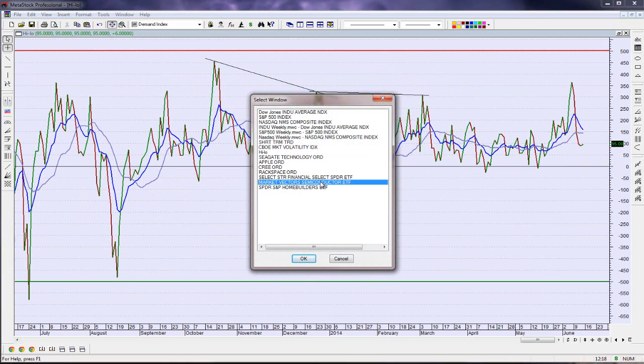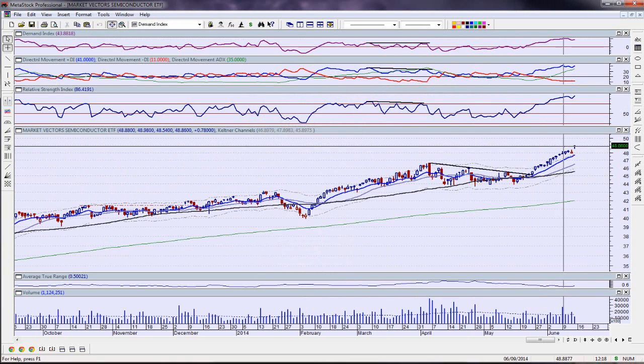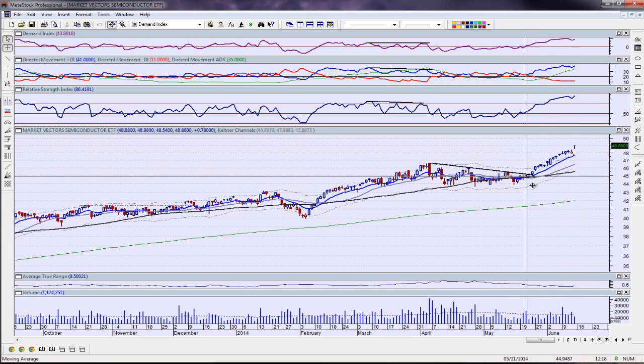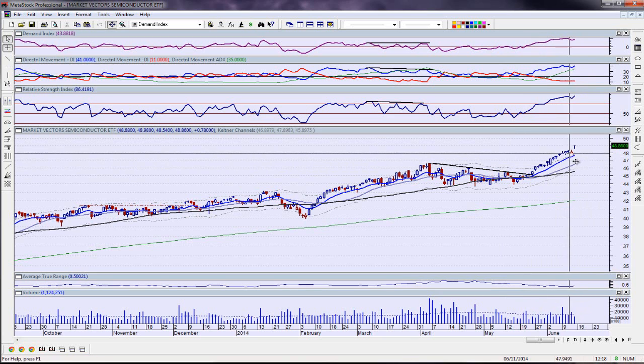Take a look at the ETFs, semiconductors. This has been on fire. It's been riding above this 10, like I've talked about. And it's way above the Keltner channels.